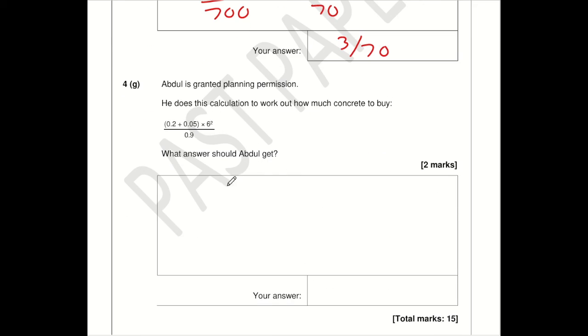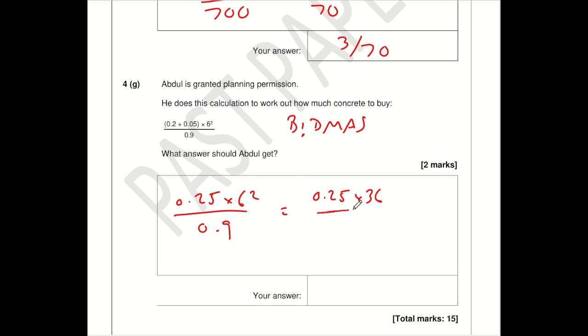Okay, so for this question, I would just tidy it up a little bit. We need to do brackets first, so this is a question just checking our understanding of BIDMAS. Let's do the bracket. 0.2 plus 0.05 is 0.25 times 6 squared over 0.9. We'll do the indices next. So 6 squared, that's 36. So 0.25 times 36, and all of that is over 0.9.